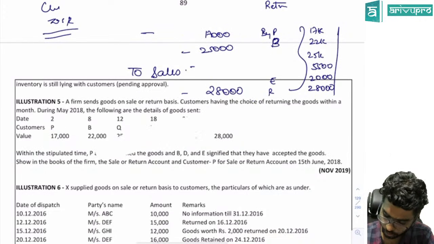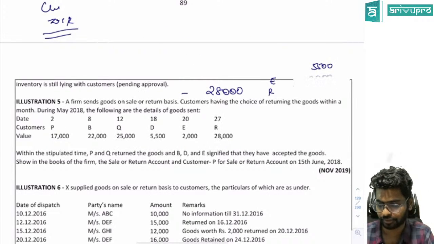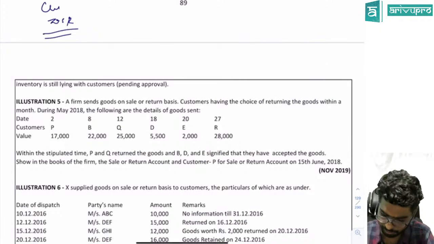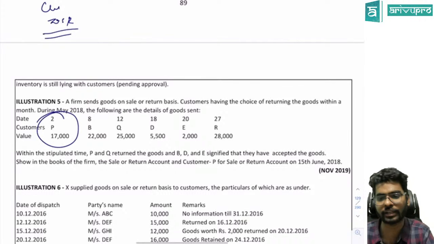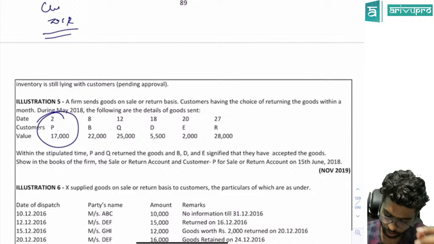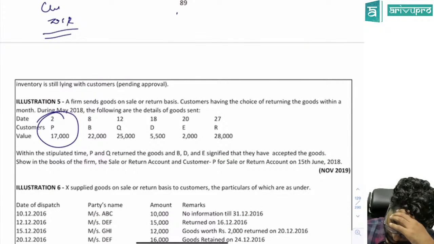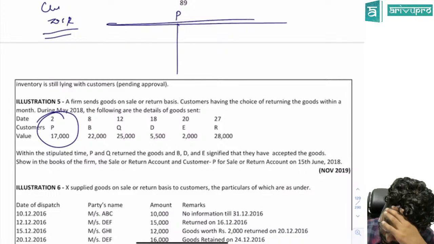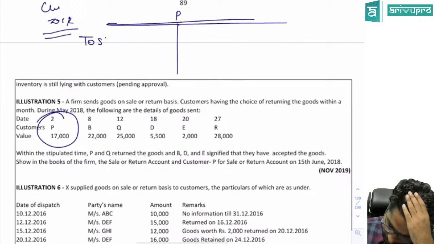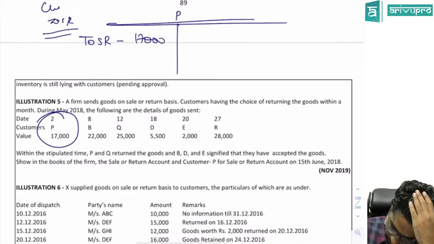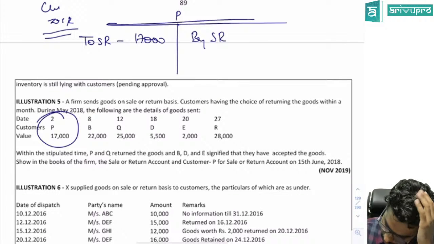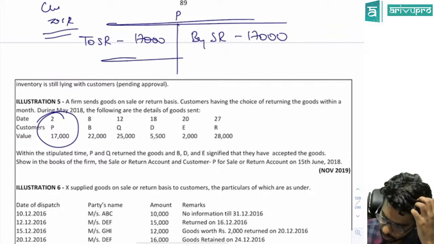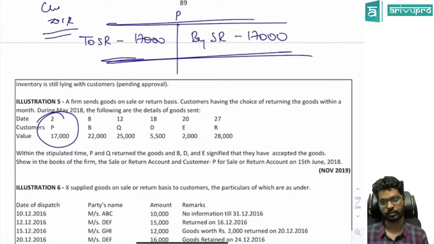Done. Then they asked me to make customer P account. Customer P account, what is there? P was the guy who took goods and he also returned the goods. Correct? So in P's account, if I have to do, it will be to sale or return 17,000, by sale or return 17,000, because he did not make a sale. Are you clear?